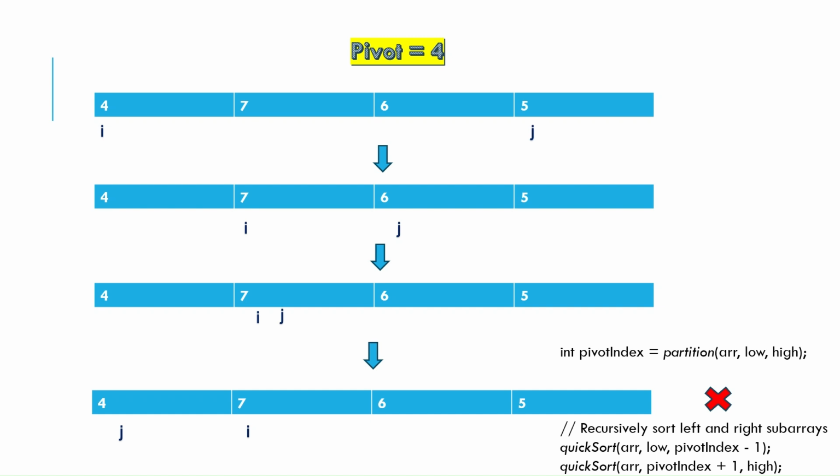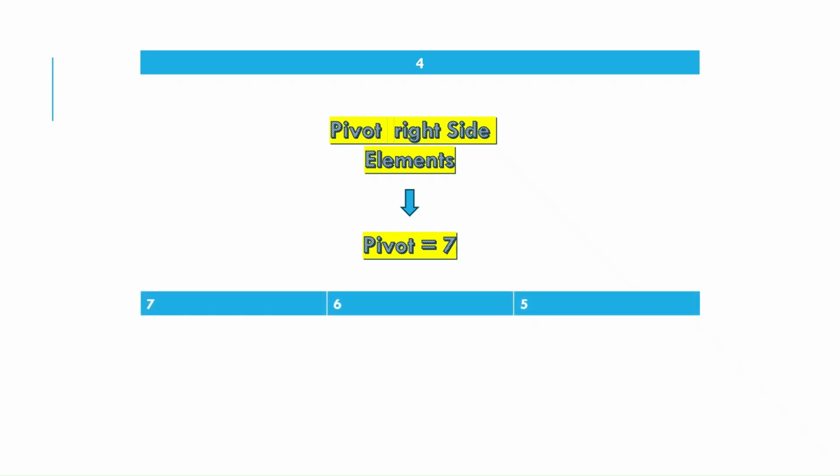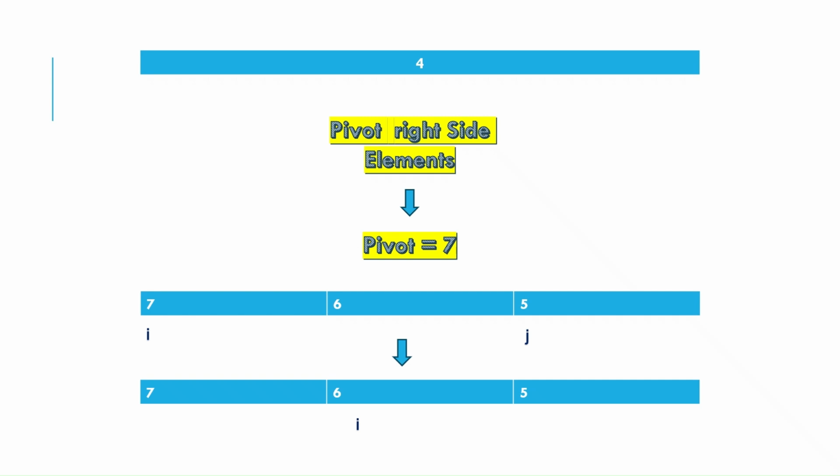Fine. So the new array is: this is the pivot, the left side is not there, and the right side elements are 7, 6, 5. Again the same procedure starts. The pivot is 7, so i points to 7 and j points to 5. Is i less than or equal to pivot? Yes, increment i. Again, 6 is less than or equal to pivot? Yes, increment i.